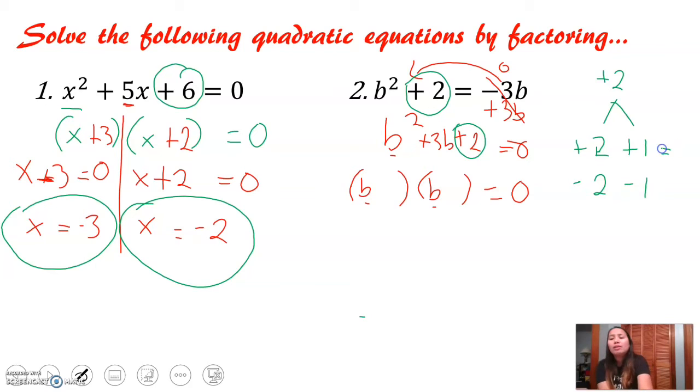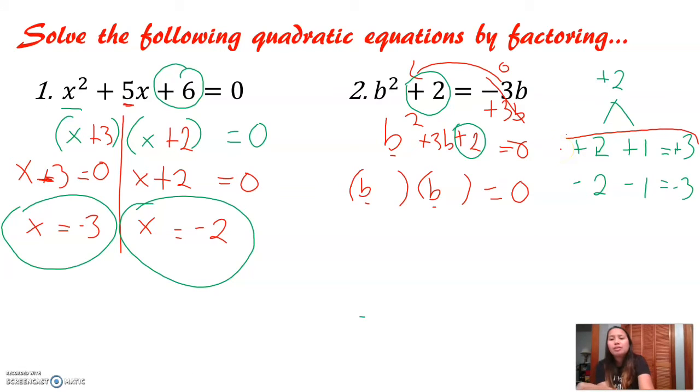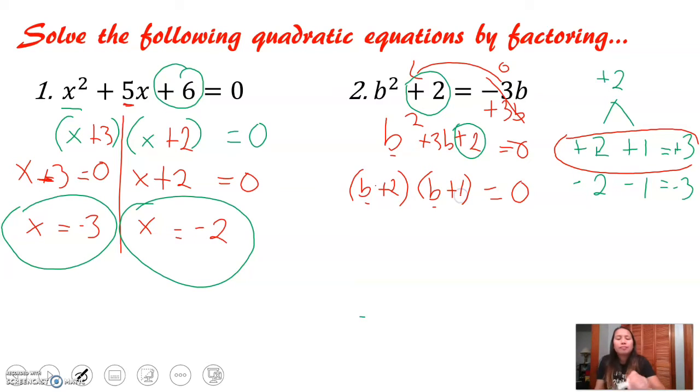But if we add them up, this is going to be positive 3 and this is going to be negative 3. So obviously, we are looking for these factors here because it's the same as here. All right, positive 3. So we're going to write plus 2 and plus 1.